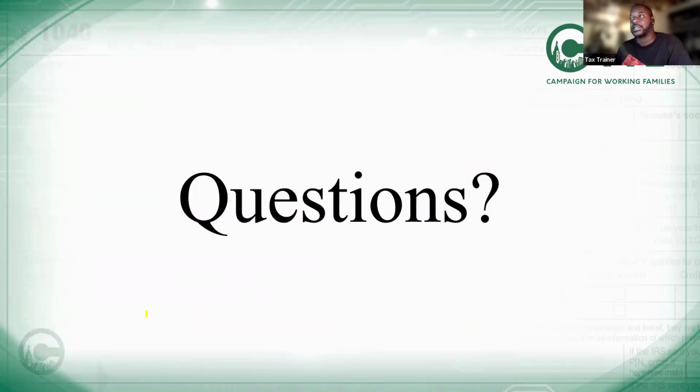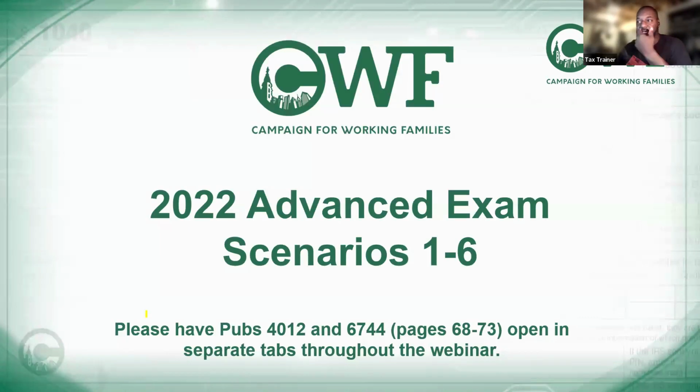All right, so that's it. Let's go over some of these scenarios, the 6 scenarios. We'll do some polling questions just to make sure that we are understanding the concepts. If you guys are all on the same page, we'll keep it moving. If not, we'll just talk about it a little bit more to make sure that we are on the same page. We're in the 6744. We're going to start on page 68. We go through 68 through 73.